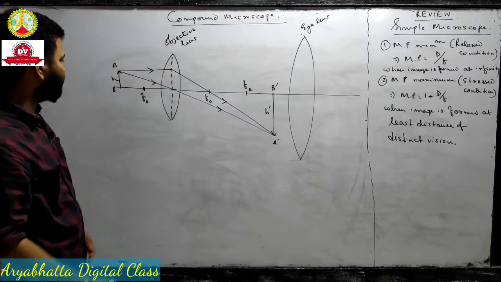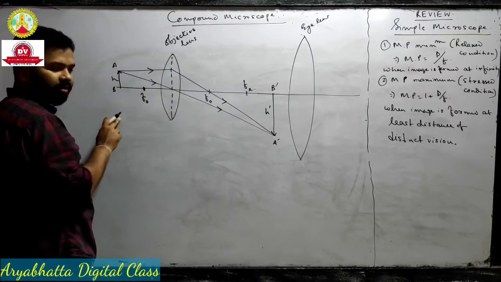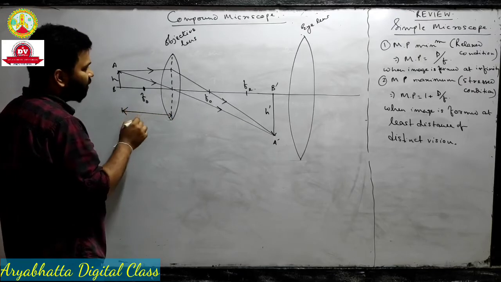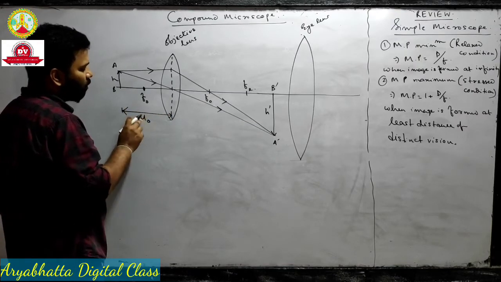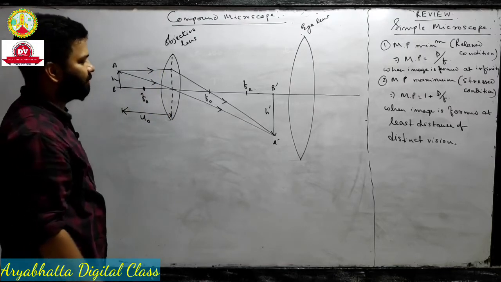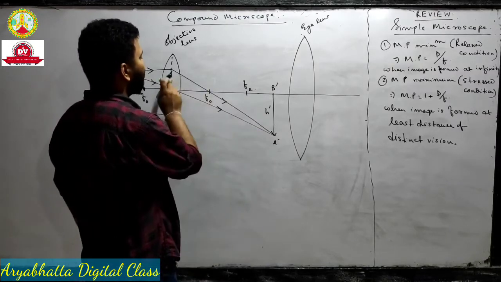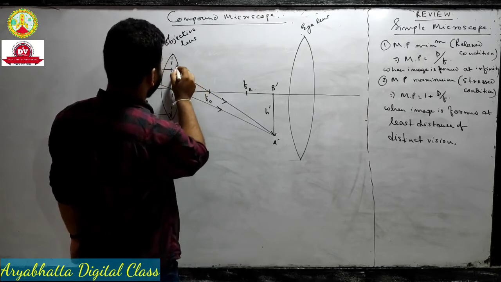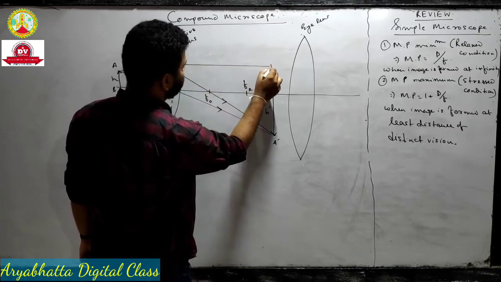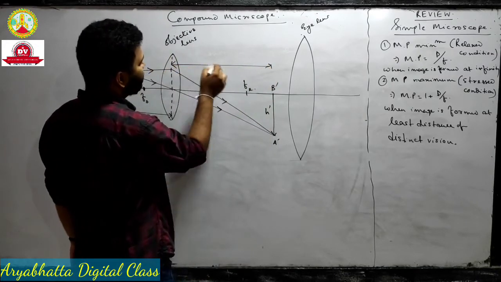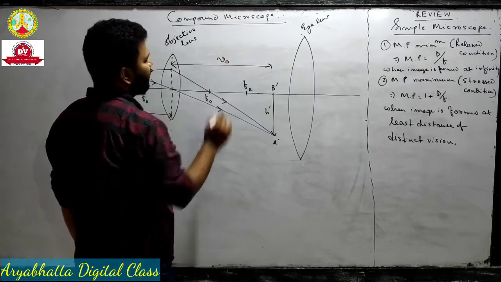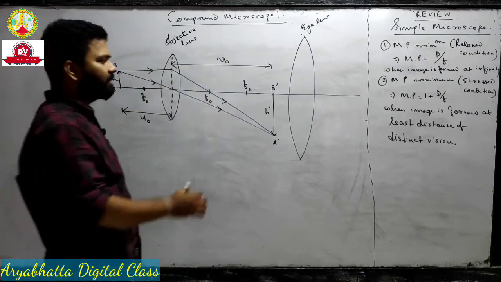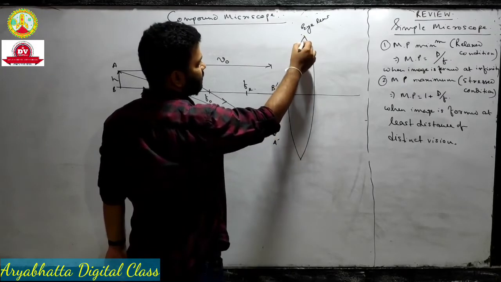Okay. Acha, let us go to this portion. This is the object distance. So it will be called as UO. O means for the objective lens. This one is the image formed by this lens. So this distance will be called as V naught, VO. VO means the image formed by the objective. Okay. This is the focal length of this lens.